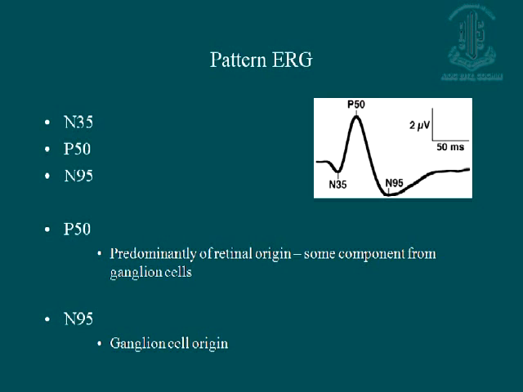The P50 is said to have a predominantly retinal origin. We're not sure of the exact cell of origin, but it's something distal to the ganglion cell. Maybe some component from the ganglion cells. N95 is said to have more of a ganglion cell origin. Now, these two things are important to remember, because based on this is how we are going to interpret a pattern ERG or a VEP.